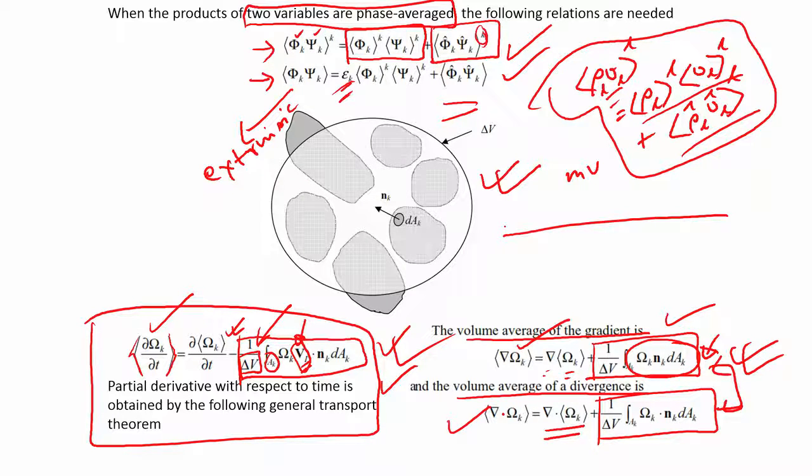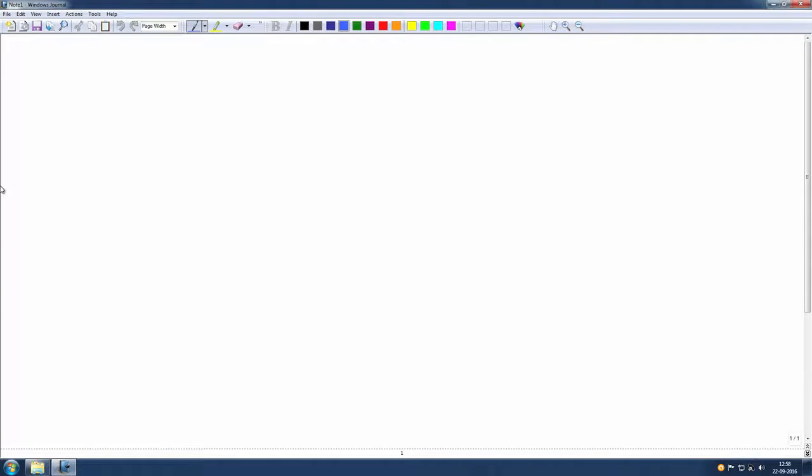For the rest, we now look at how we can write the generalized equation, like the volume averaged multi-fluid models, and how we can use these rules to formulate those equations. So, let us go to the Windows journal.